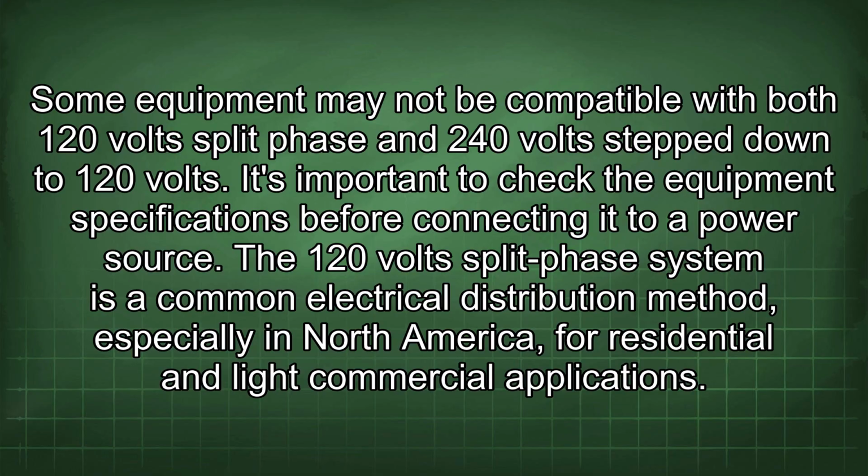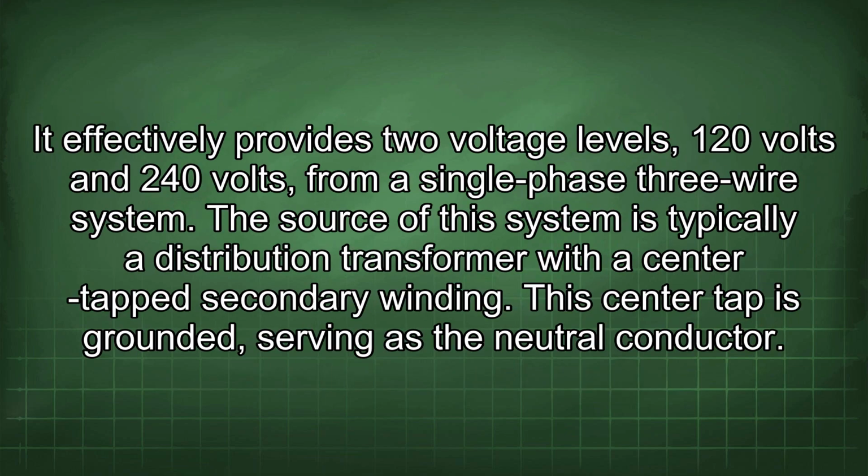The 120 volt split phase system is a common electrical distribution method, especially in North America for residential and light commercial applications. It effectively provides two voltage levels, 120 volts and 240 volts, from a single-phase three-wire system. The source of this system is typically a distribution transformer with a center tapped secondary winding. This center tap is grounded, serving as the neutral conductor.